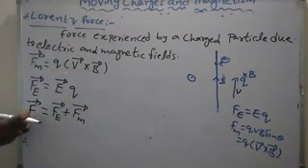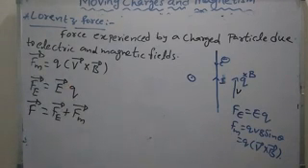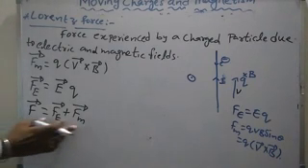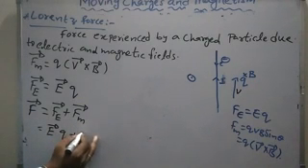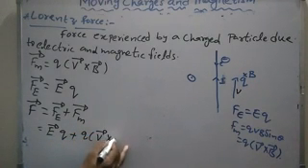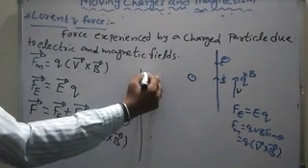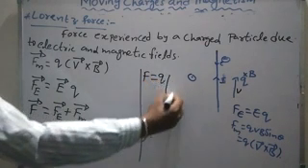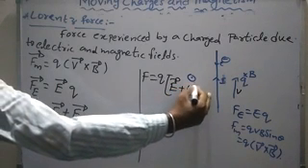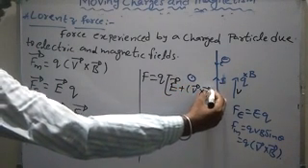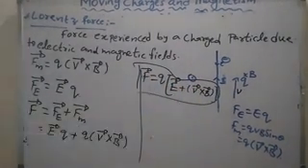So the combined total force experienced by a charged particle in electric and magnetic fields is called the Lorentz force. The Lorentz force is Fe bar plus Fm bar. Substitute here: Fe bar is E bar into Q, and Fm bar is Q into V bar cross B bar. Which is the common term here? Q is common. So the Lorentz force F is equal to Q into E bar plus V bar cross B bar. This is the Lorentz force. Very, very important.